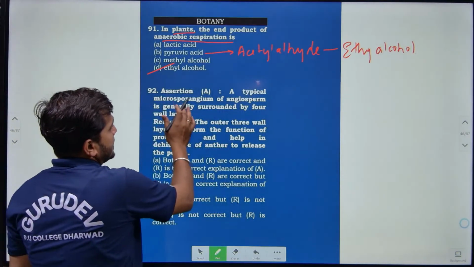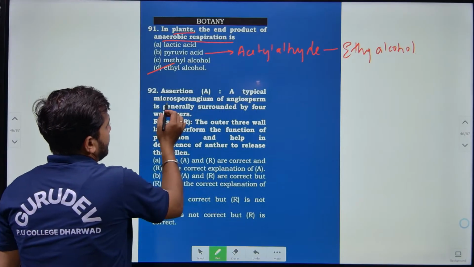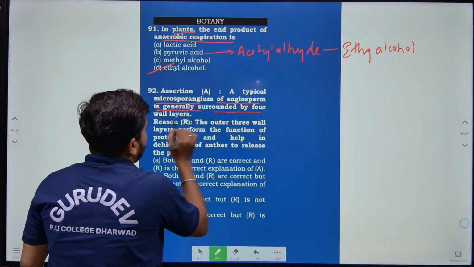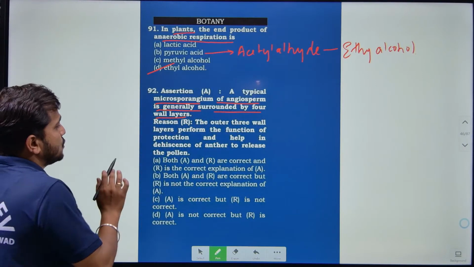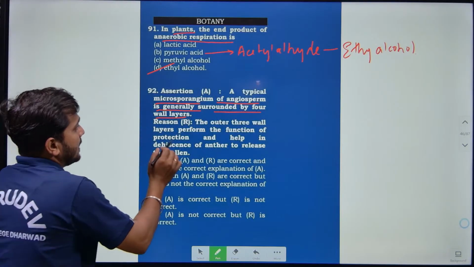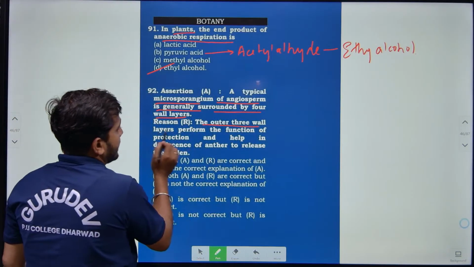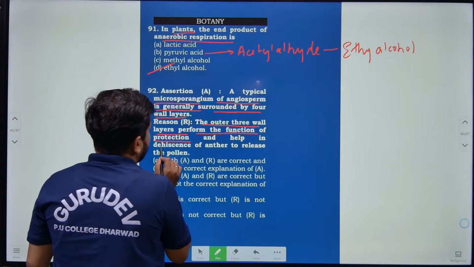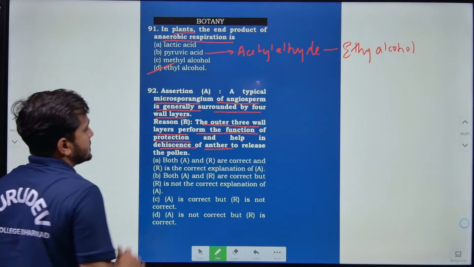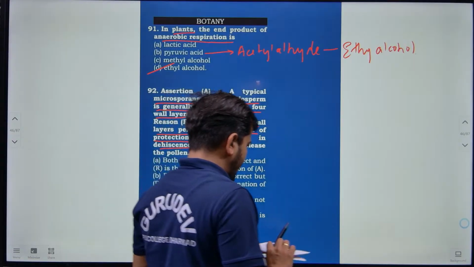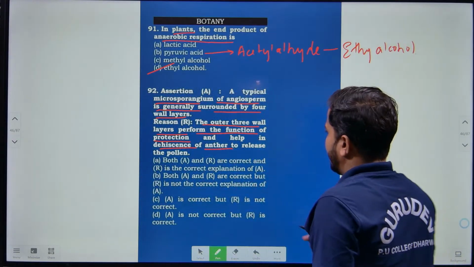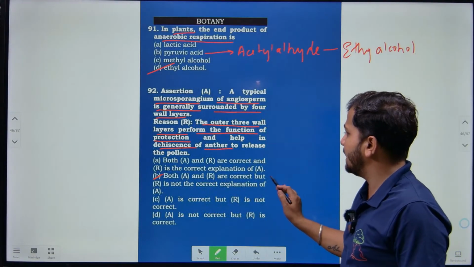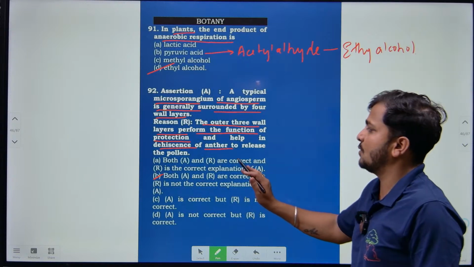Then they have given an assertion: a typical microsporangium of an angiosperm is generally surrounded by 4 wall layers, right? Then the reason: the outer 3 wall layers perform the function of protection and help in the dehiscence of the anther to release the pollen. So if you consider this, both A and R are correct, but R is not the correct explanation of A, right?